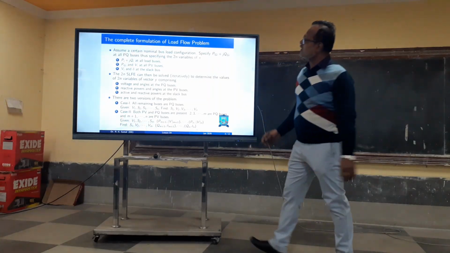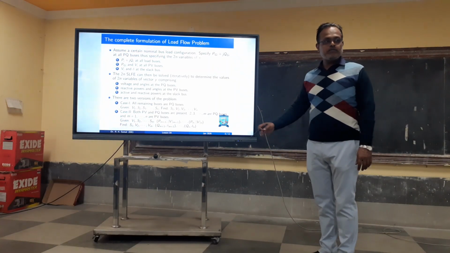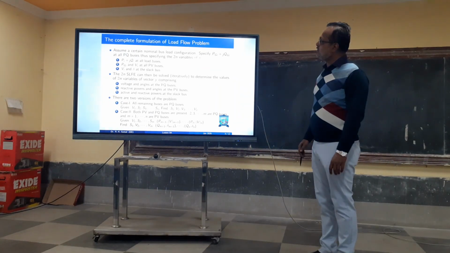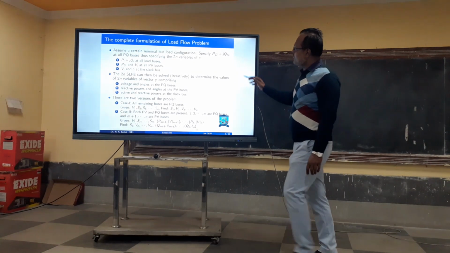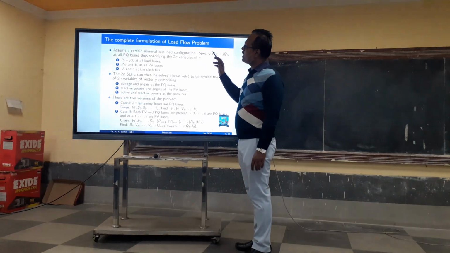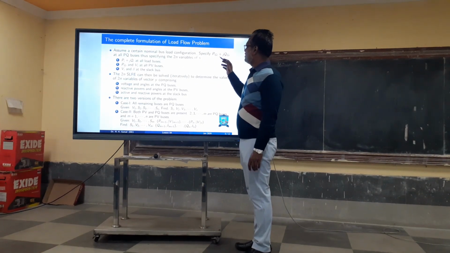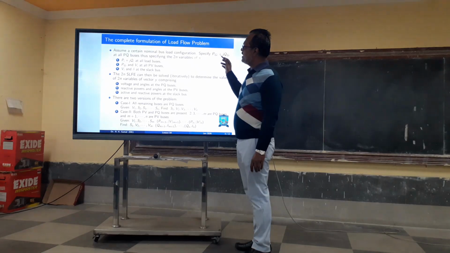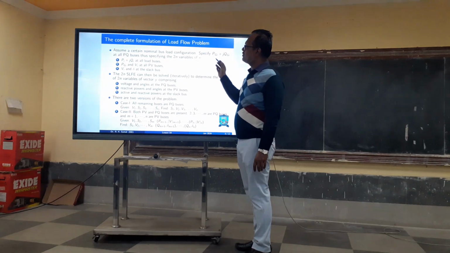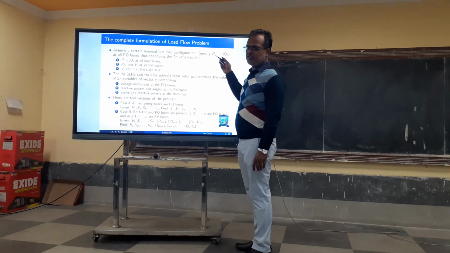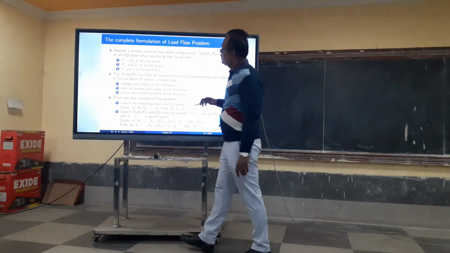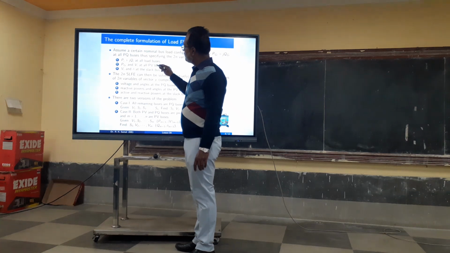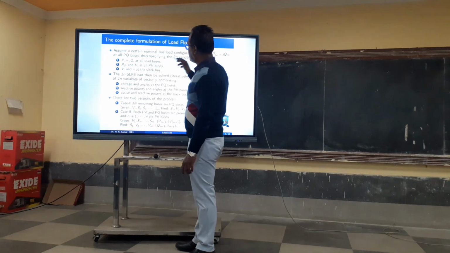So this is the complete formulation of the load flow problem. Assume a certain nominal bus load configuration. Specify PD and QD at all PQ buses, thus specifying the 2L variables. It's not PG, it is PD. Load buses are where, how can there be generation? So at all load buses, PI and QI you can say.